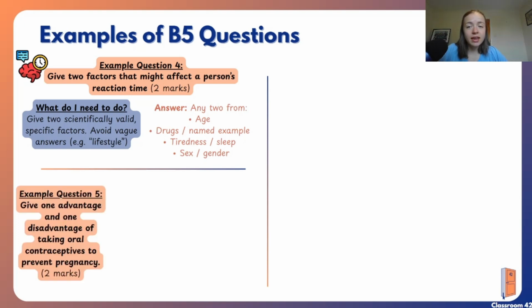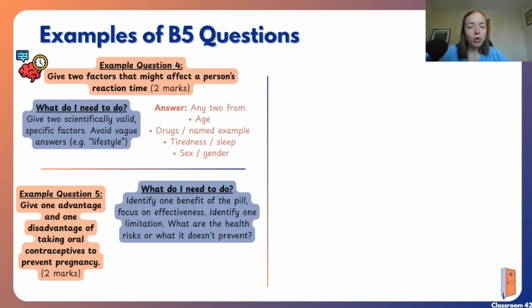And question 5, give 1 advantage and 1 disadvantage of taking oral contraceptives to prevent pregnancy. So here we are just given an advantage and disadvantage, so you don't need to evaluate any points you make, just those AO1 points, you're just recalling some advantages and disadvantages that you're already aware of. And often in this scenario, you'll be given a bit more context for a particular person as well, which can help make sure that you apply an appropriate advantage and disadvantage, because those aren't the same for every individual.